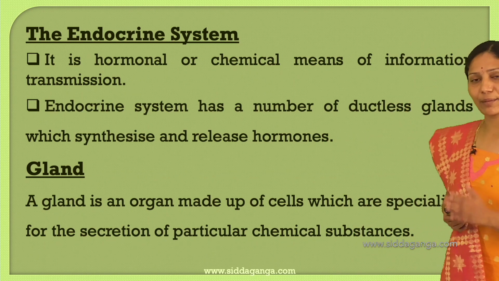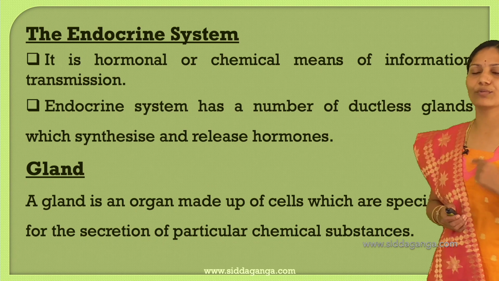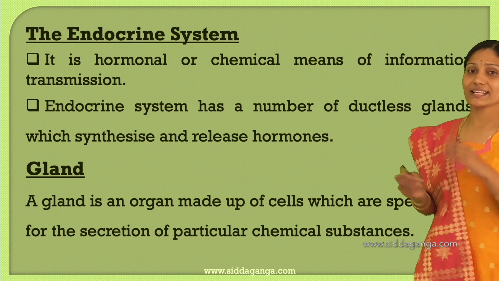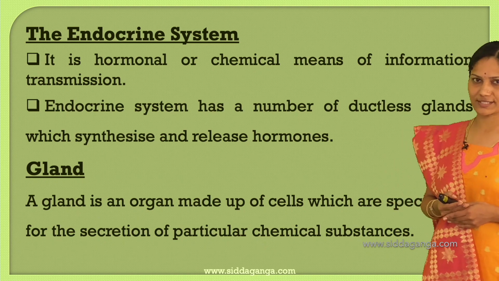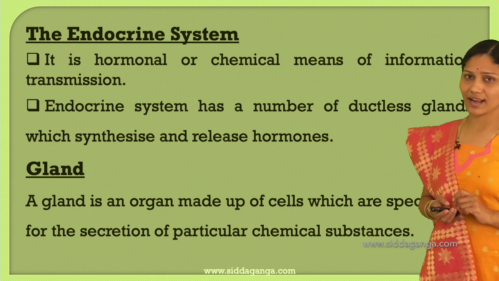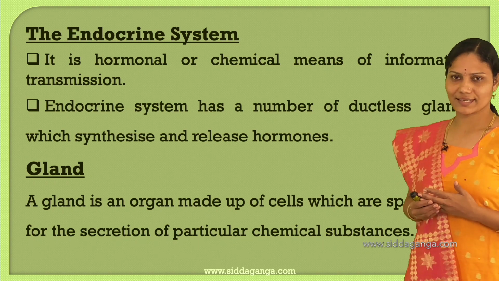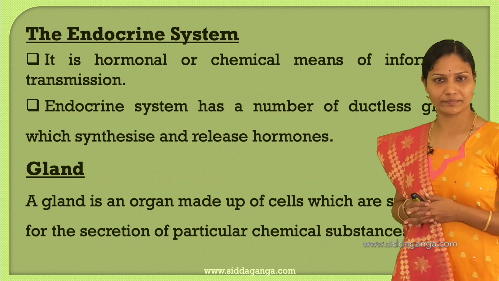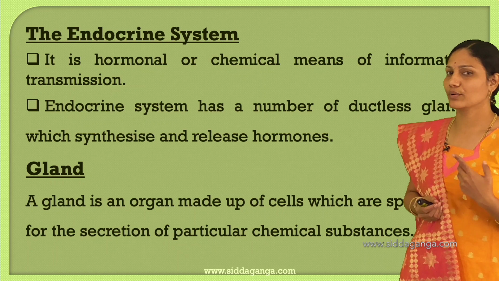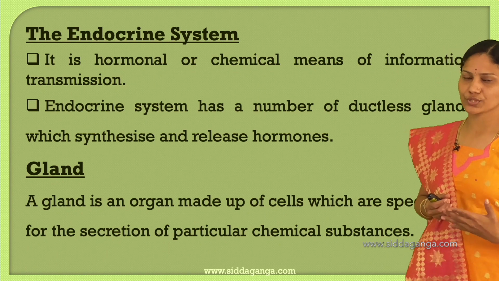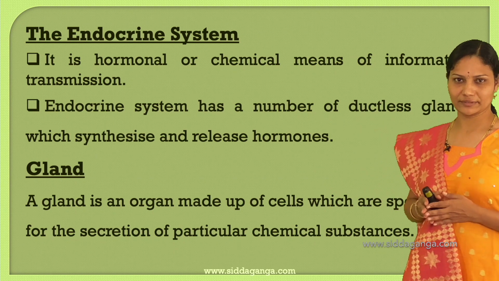The endocrine system has a number of ductless glands. The term ductless glands is very important. These glands are specialized at synthesizing and releasing hormones. They are ductless, that is, they do not have a duct. The secretions are directly released into the blood. A duct is a small tube-like structure, but these glands do not have ducts. As and when these hormones or chemicals are synthesized, they are released directly into the blood.